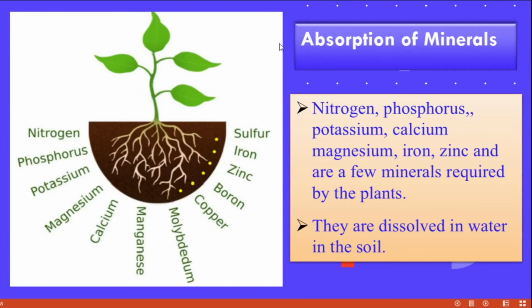Absorption of minerals. Look at the picture. There are a lot of minerals found in the soil. Here you have to know there are two types: macronutrients and micronutrients. Nitrogen, phosphorus, potassium and calcium are all macronutrients, which means minerals needed in large quantity. Then what are micronutrients? Minerals needed in extremely small quantity, like sulfur, iron, zinc, boron. These are all micronutrients. Usually minerals are dissolved in the water.